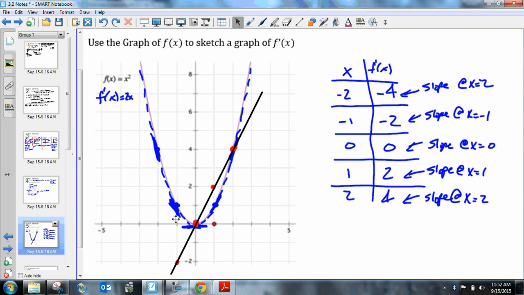The one thing I really want you to see is to look where my graph crosses the x-axis. It crosses it at 0. That's also where I have a minimum. So that's something important.